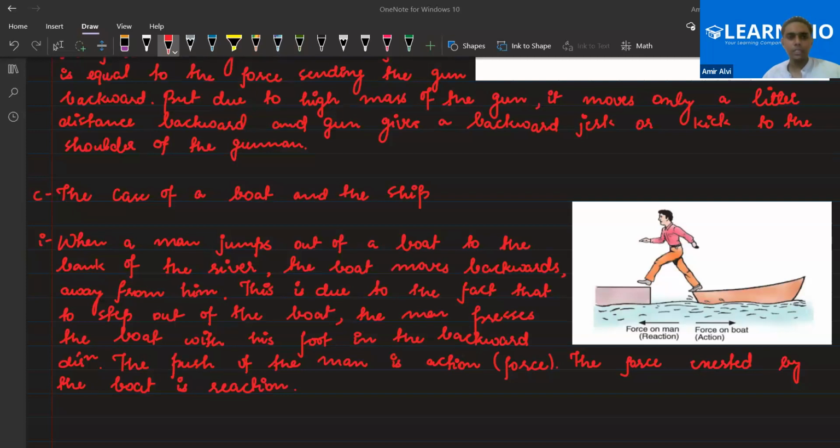So only the last topic is left, the conservation of momentum, which we will do in the next class, and this chapter will be done. I hope this is clear to everyone. Please let me know. Yes, sir. Okay. So whenever there is a concept of action and reaction, that is the third law of motion.